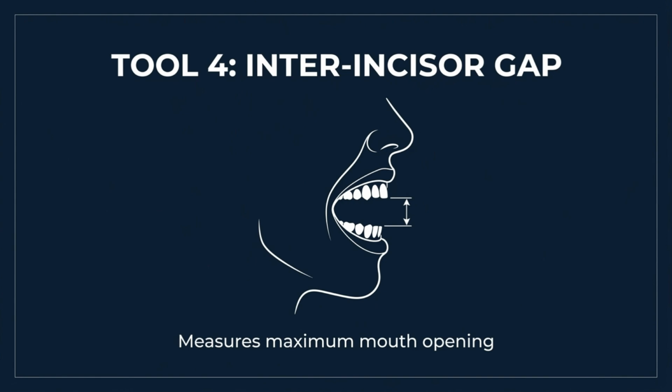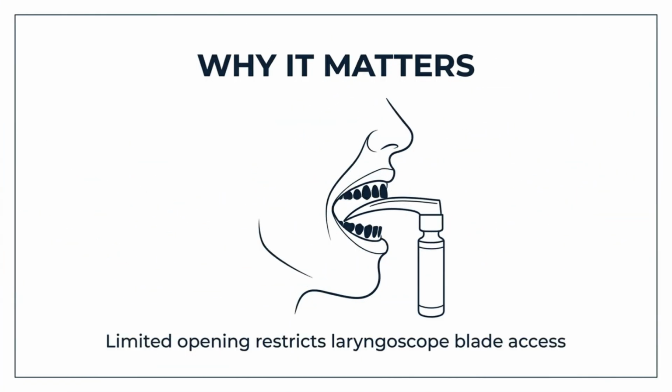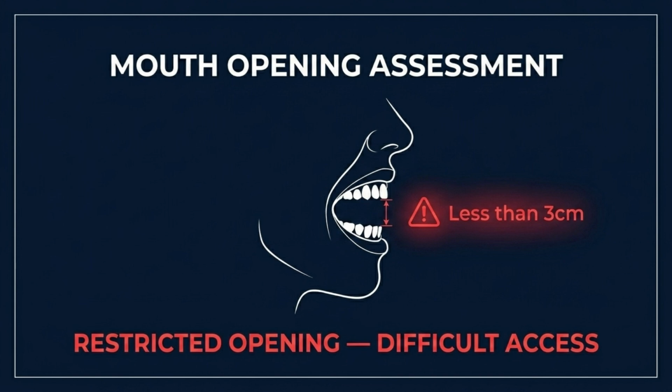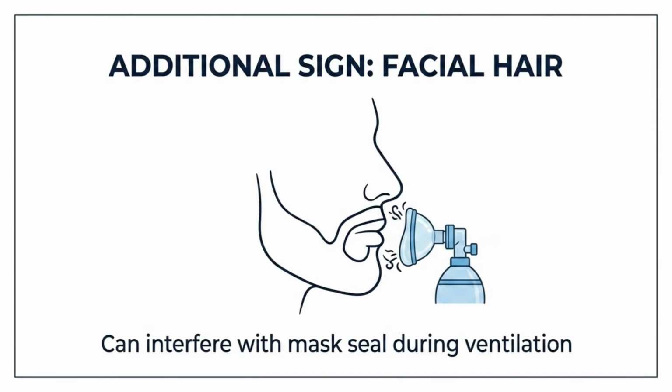Tool 4 is the inter-incisional gap. This simply measures how wide the patient can open their mouth. Why does this matter? A limited opening makes it harder to fit the laryngoscope blade inside. If the gap is more than 3 cm, that's normal opening. Access should be easy. If the gap is less than 3 cm, that's restricted. Access becomes more difficult.